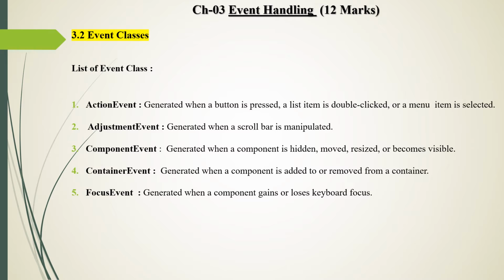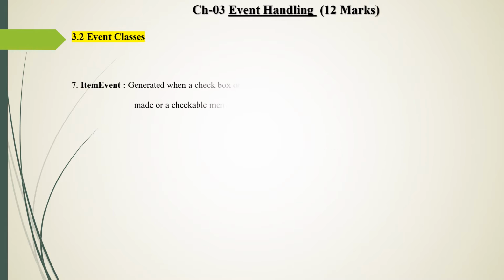Next event is focus event, which is generated when a component gains or loses the keyboard focus. Then next type of event class is input event, which is the abstract superclass for all component event classes. Next event class is item event class, which is generated when a checkbox or list item is clicked. It also occurs when a choice selection is made, or a checkable menu item is selected or deselected.